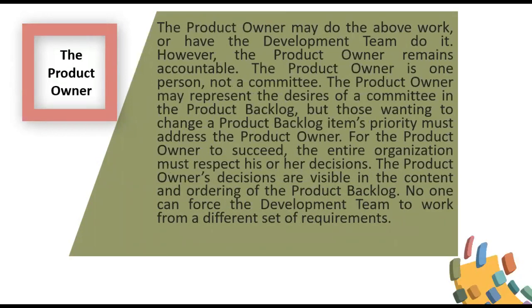The product owner may do the above work or have the development team do it. However, the product owner remains accountable. The product owner is one person, not a committee. The product owner may represent the desires of a committee in the product backlog, but those wanting to change a product backlog item's priority must address the product owner.